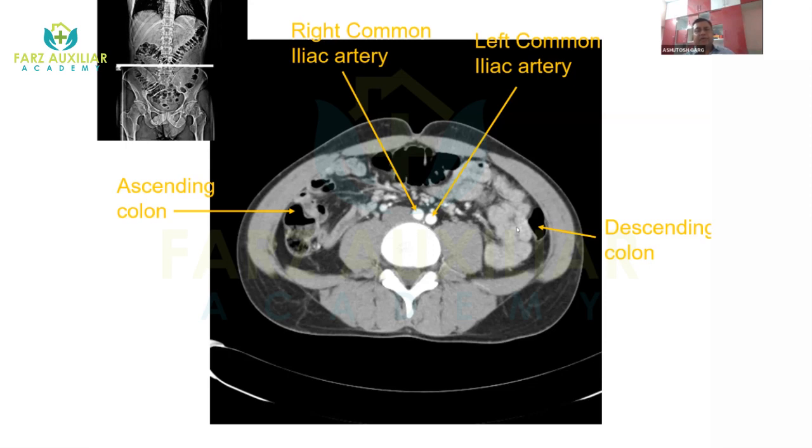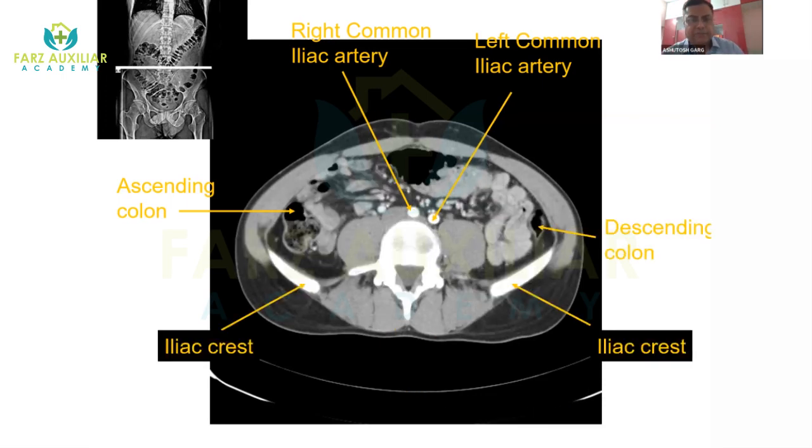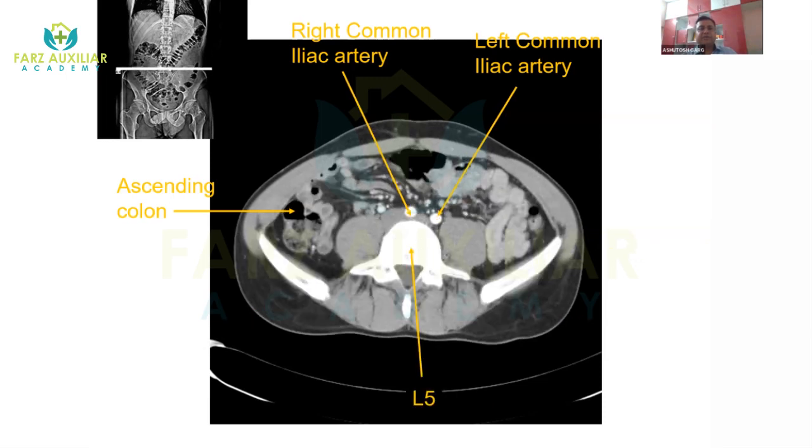This is the descending colon, this is the transverse colon, this is the ascending colon. Then you can see the psoas major muscle and the right common iliac and left common iliac artery. This white structure is the iliac crest. This is the descending colon, ascending colon, and transverse colon.